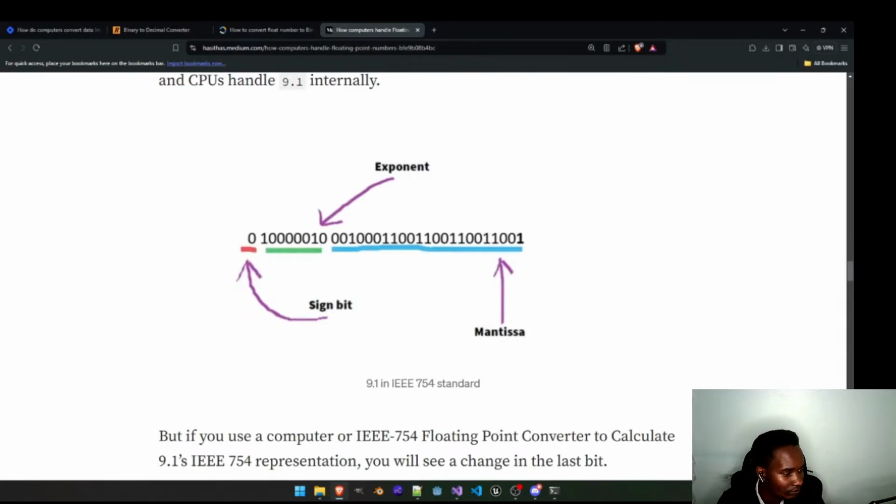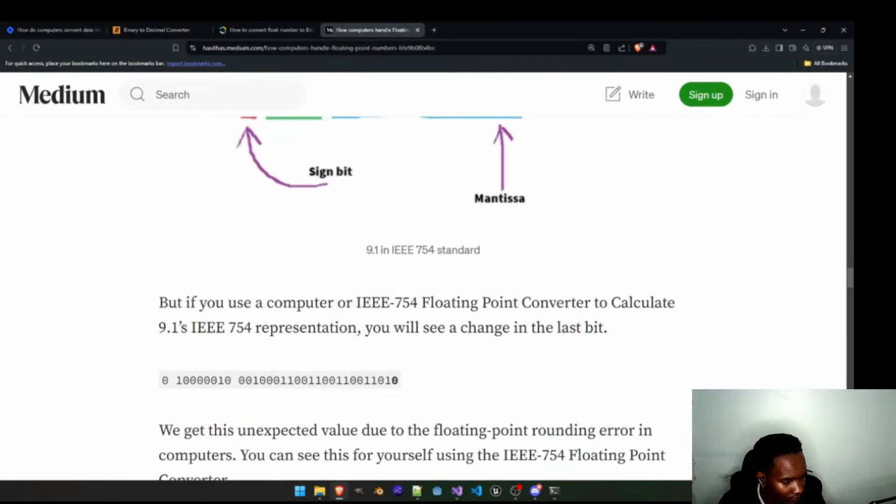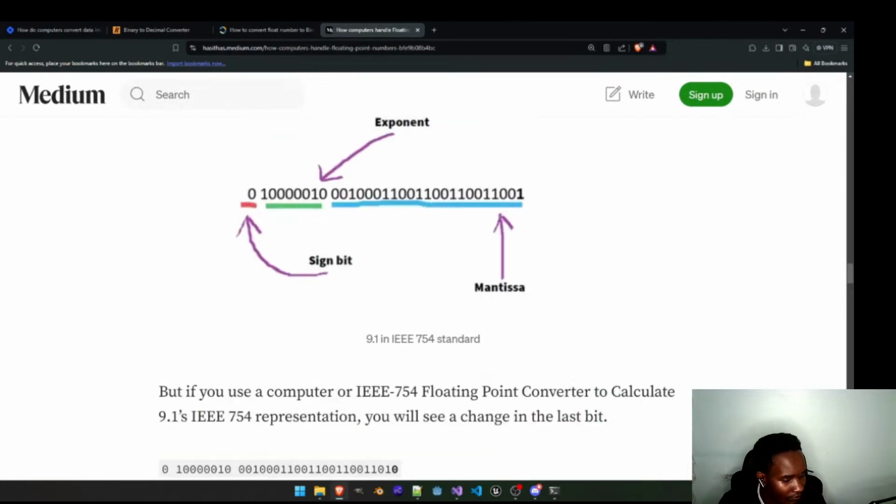Yeah, I think that makes sense. So we have our sign bit, we have our 8 bits telling us what the exponent is, and then we have our mantissa, which is basically the conversion of the floating point number into binary. So the whole of this will be 32 bits.